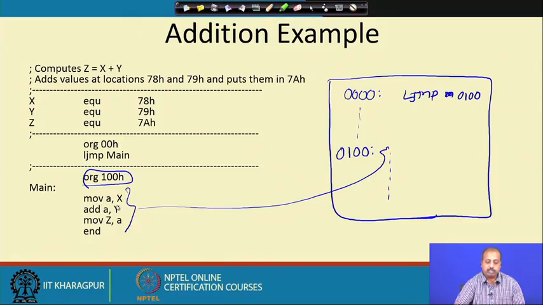So, what are we doing here? First we are moving the content of x, move A comma 78 hex. So, the content of memory location 78 will come to A, then add A comma y. So, the content of memory location 79 will be added to A, and then move z comma A. So, the content of the accumulator will be saved into the memory location 7a hex. This way this program will be executed and do the addition.